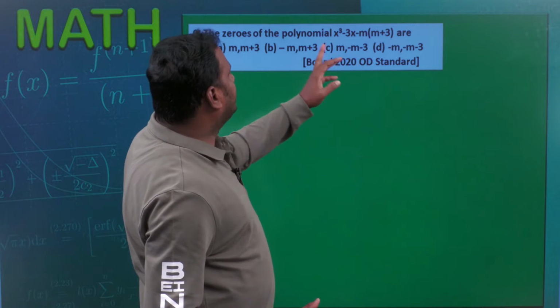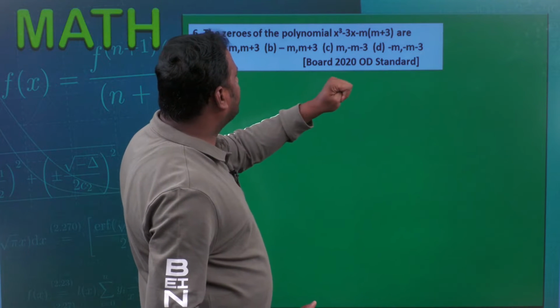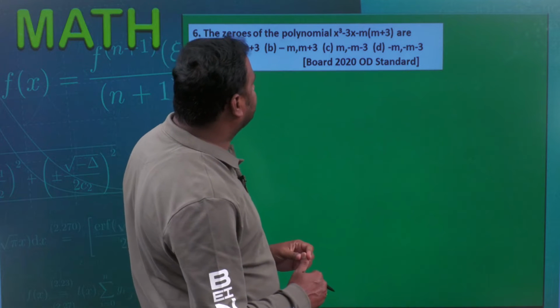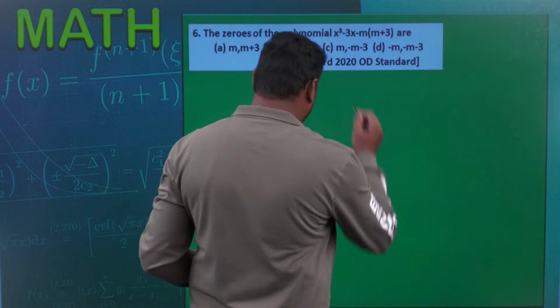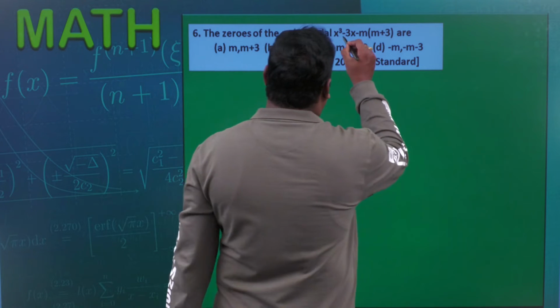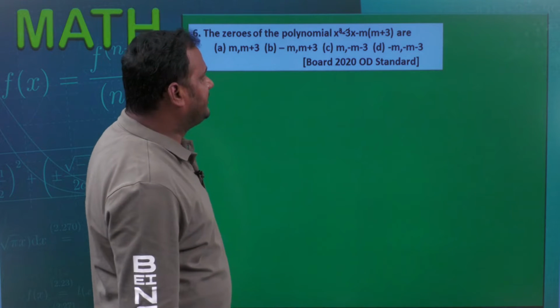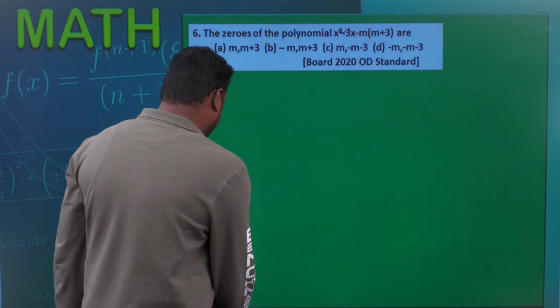The zeros of the polynomial x cube minus 3x minus m into m plus 3 are. So this is not x cube, this is x square minus 3x minus m into m plus 3. So you will have to change it here. So what are the zeros of the polynomial x square minus 3x minus m into m plus 3? Let us try to understand this.